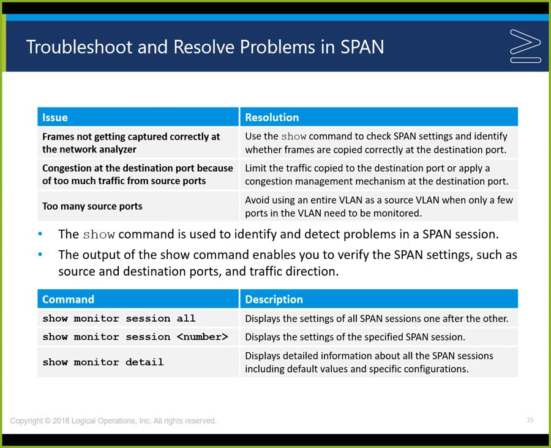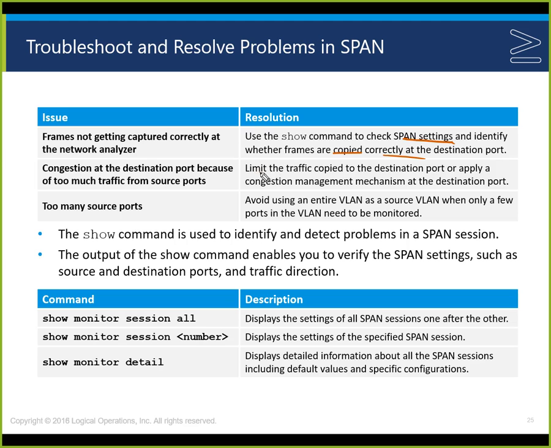SPAN is a pretty straightforward protocol. If frames are not getting captured correctly at the analyzer, use the show command to check the SPAN settings and identify whether the frames are copied correctly to the destination port. Do we have the correct ports configured?